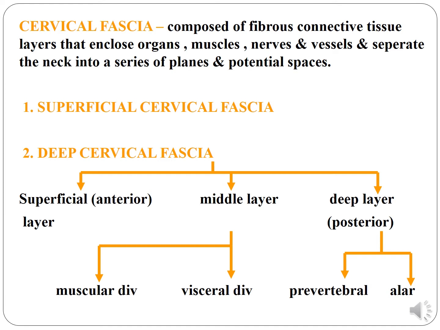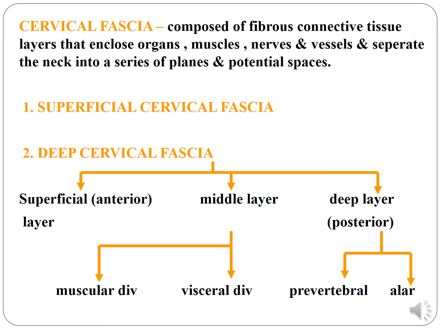Okay, so the deep cervical fascia is yet another laminated structure, which can be divided into superficial, middle, and deep layers. From anterior to posterior, first is the superficial layer, the next is the intermediate or middle layer, and then the deep is the most posterior layer, which is just in front of your vertebral column. It can be again subdivided into prevertebral and alar fascia.